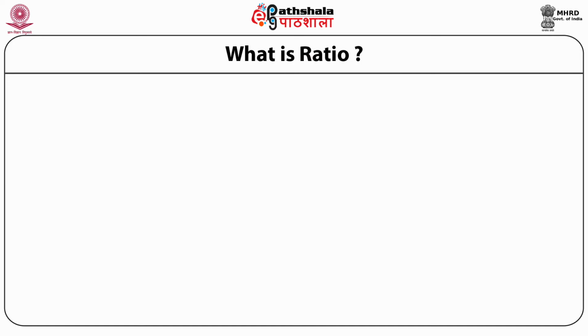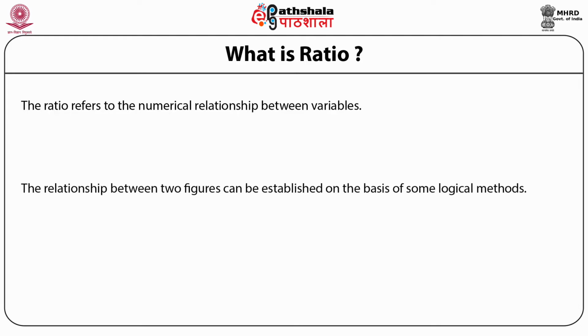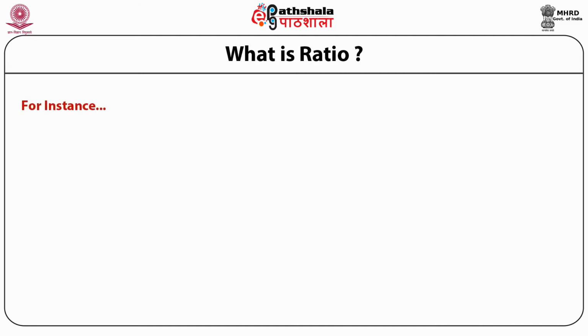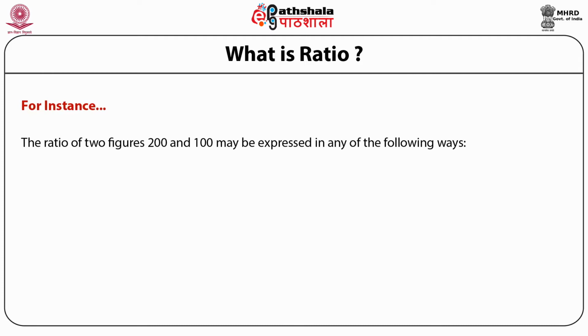What is a ratio? First, the ratio refers to the numerical relationship between variables. Second, the relationship between two figures can be established on the basis of some logical methods. Next, it is an assessment of one number in relation to the other. For instance, the ratio of two figures 200 and 100 may be expressed in any of the following ways. First, 2:1. Second, 2/1. Third, 2 times. Fourth, 200%.